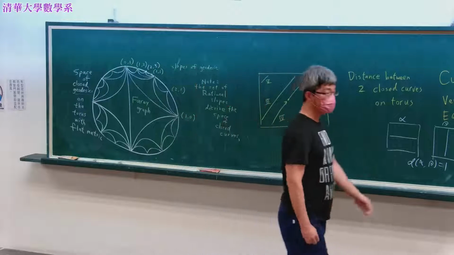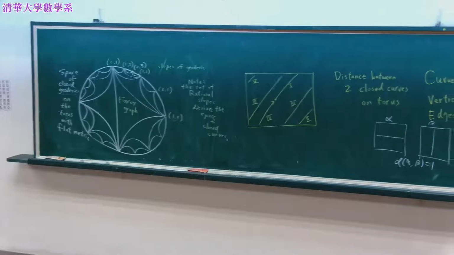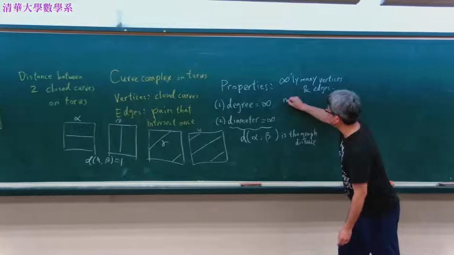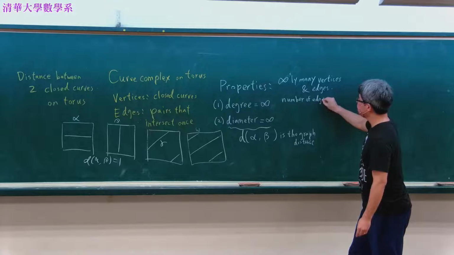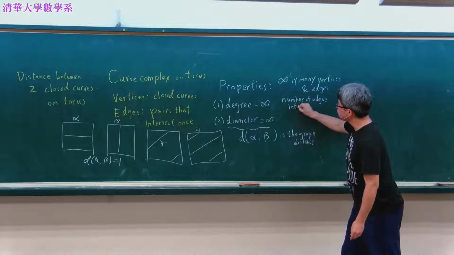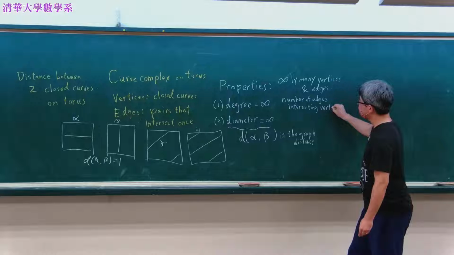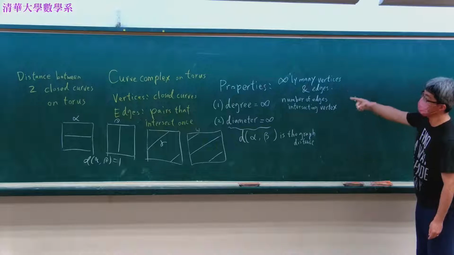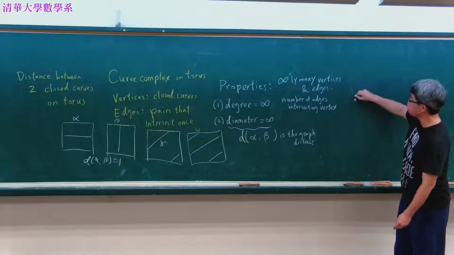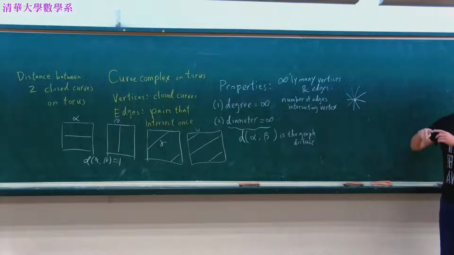Would you remind me what is the meaning of degree and the diameter here? Oh, right. So the degree is the number of edges intersecting a point. So at every vertex on the graph, it has infinitely many edges coming out of it. If the degree is 5, that means you only have 5 edges coming out.